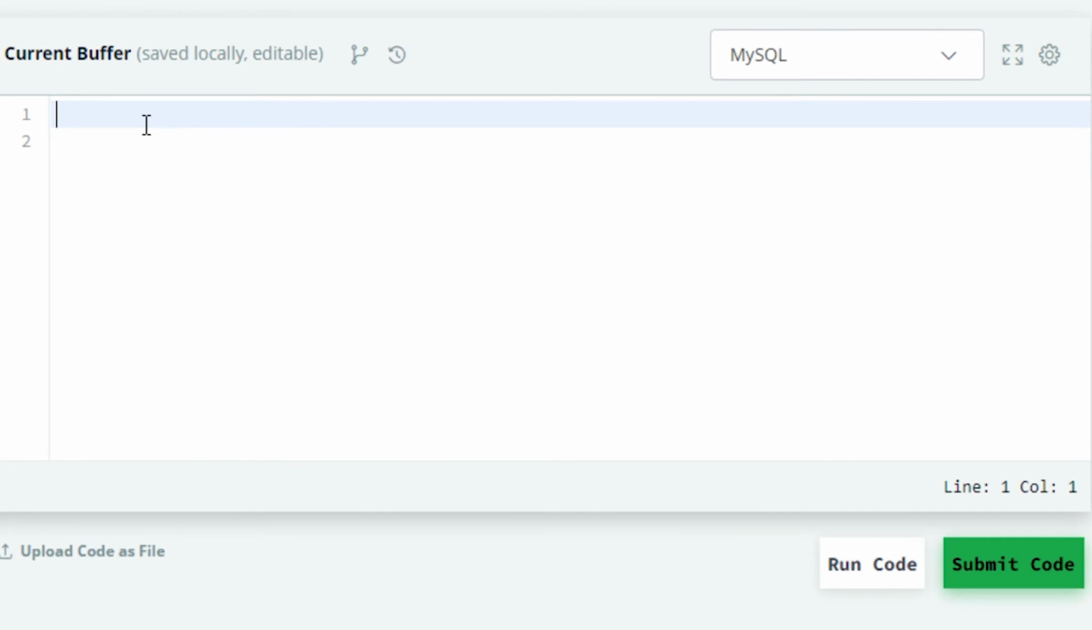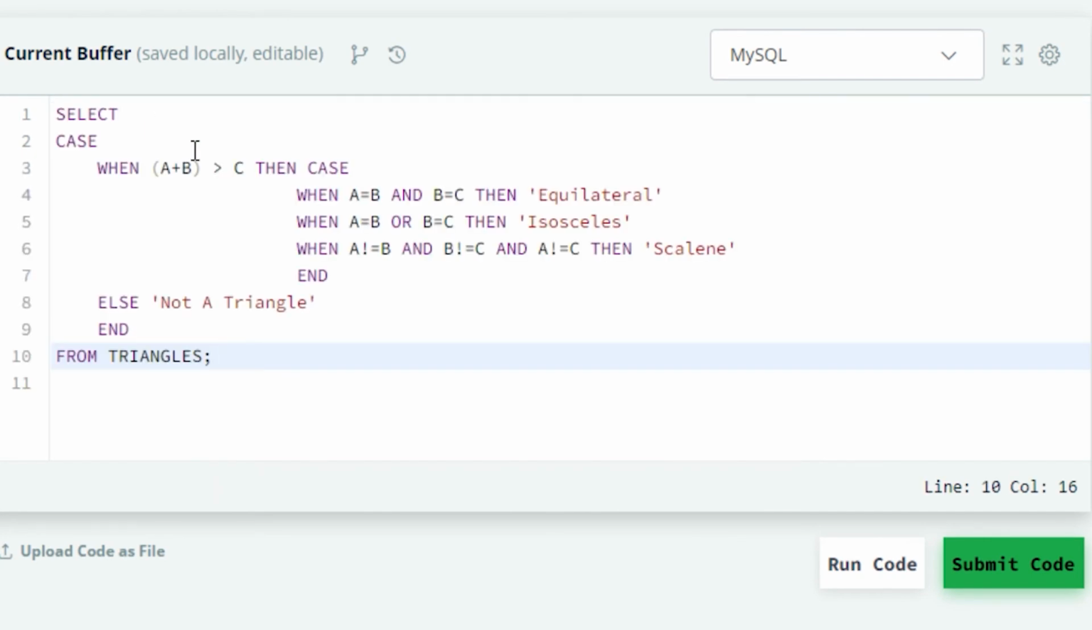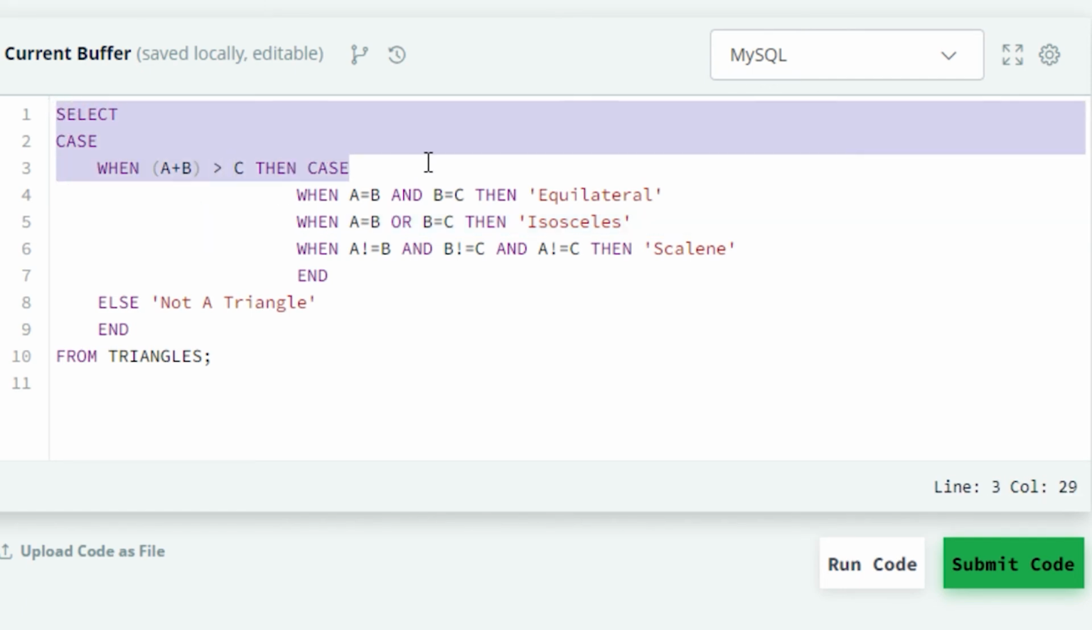We will start the query by writing select case when A plus B greater than C, then case. Here we define the condition that the given input is a triangle, and within that condition we are going to write one more case statement. Let us look at the next case statement. After the case, we will define the 3 conditions.